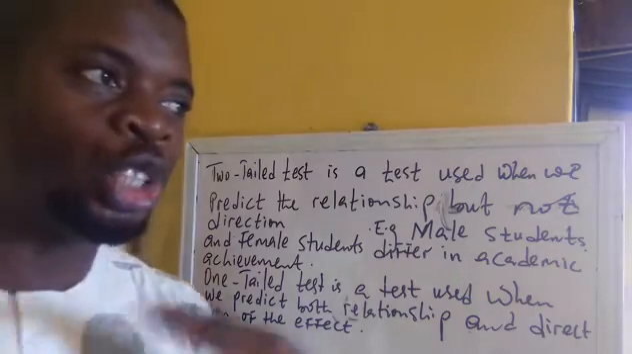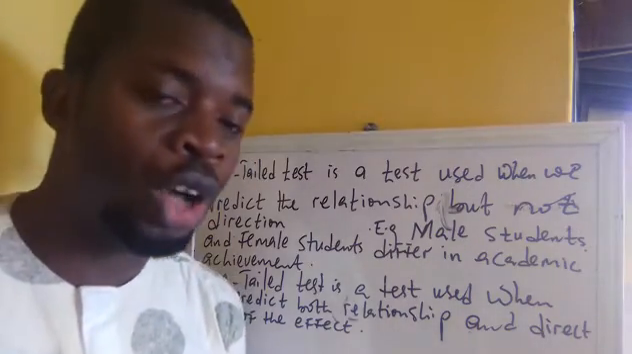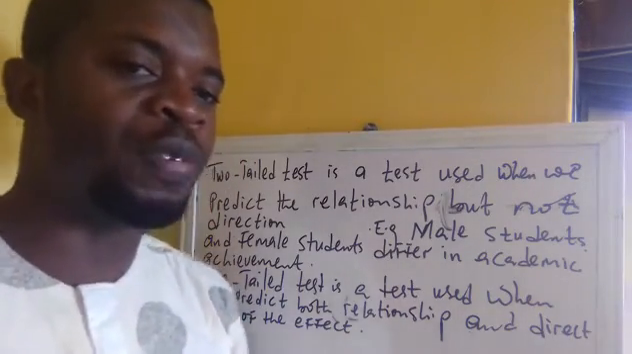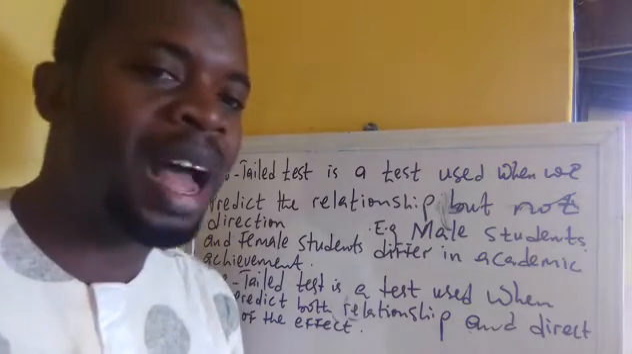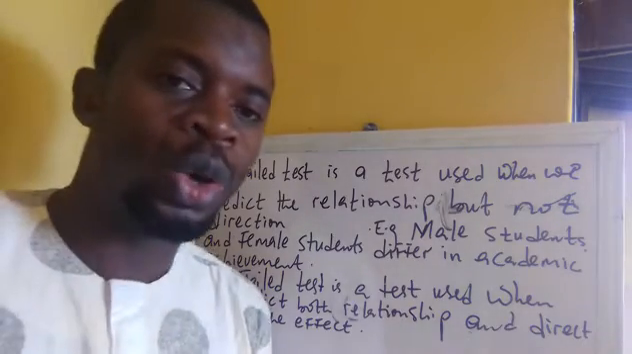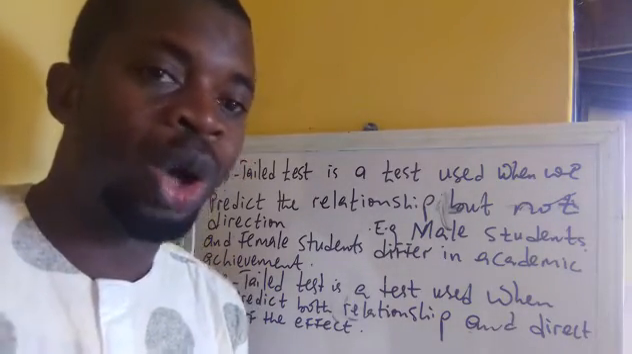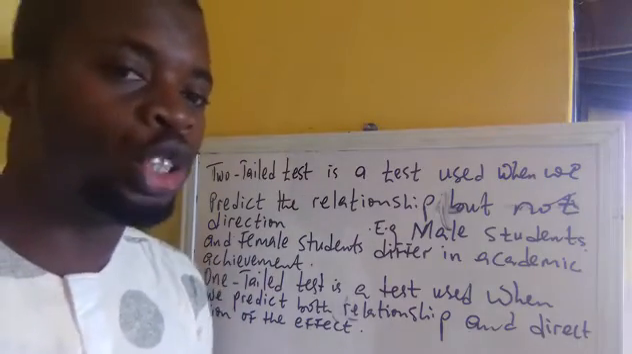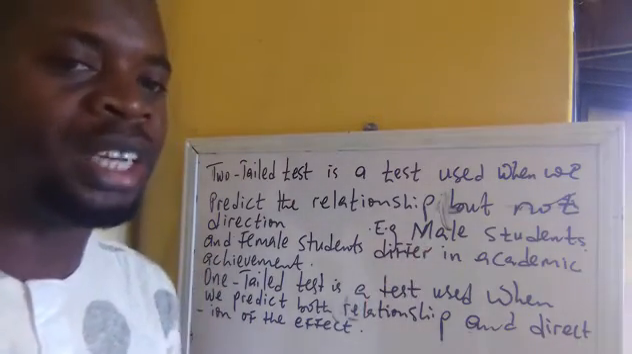But when you only show that they differ, you don't show us how they differ. Your statement does not reflect how they differ, whether one is better than the other, or one is worse than the other, and like that. If you don't show that, that is a two-tailed test. But if you show it, that is a one-tailed test.